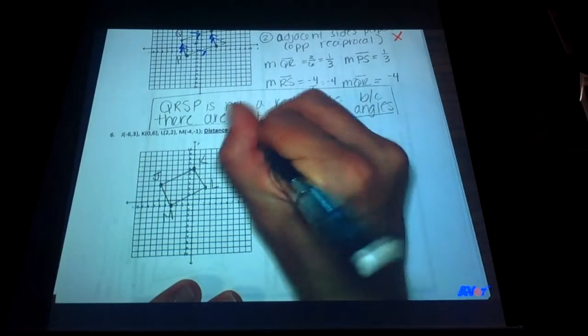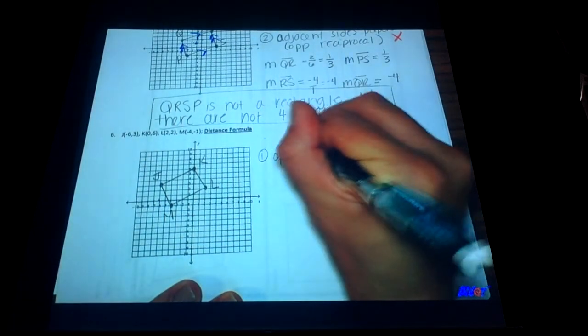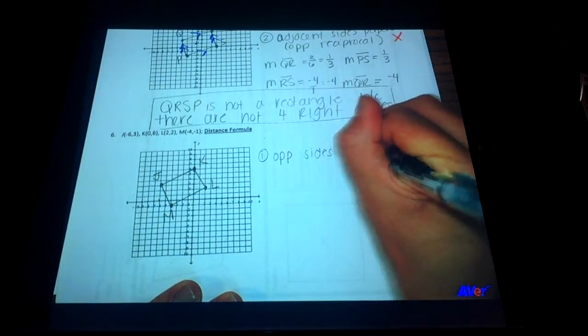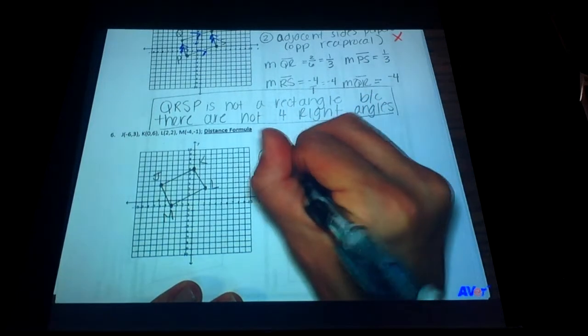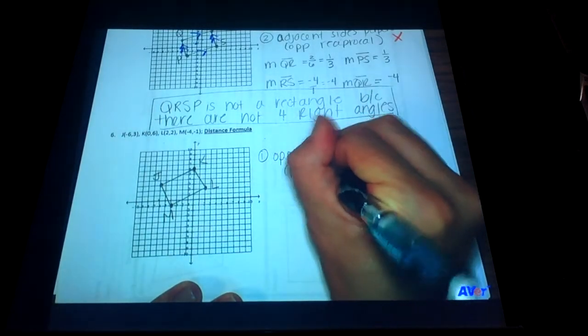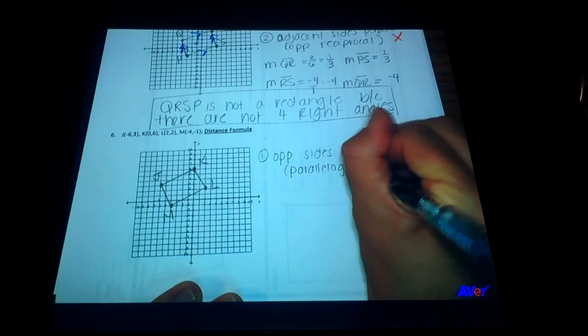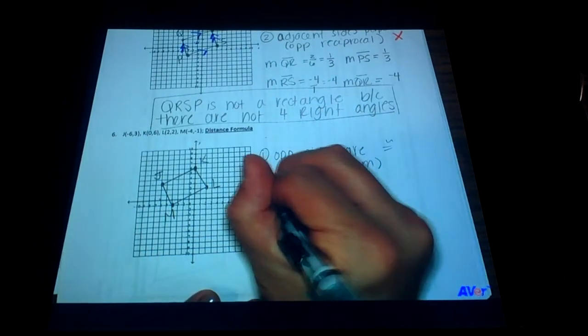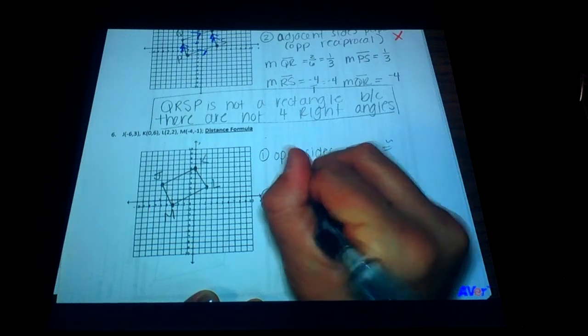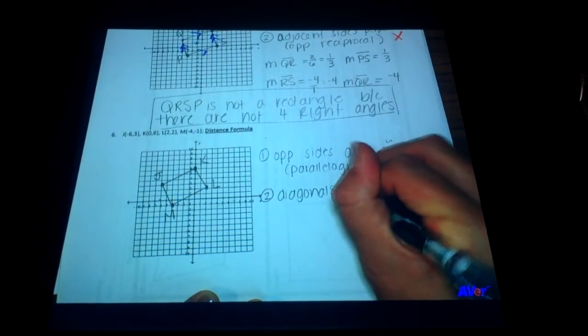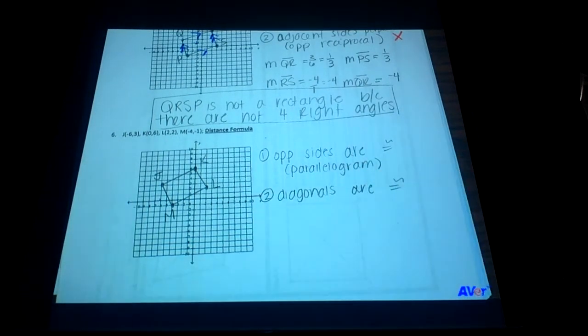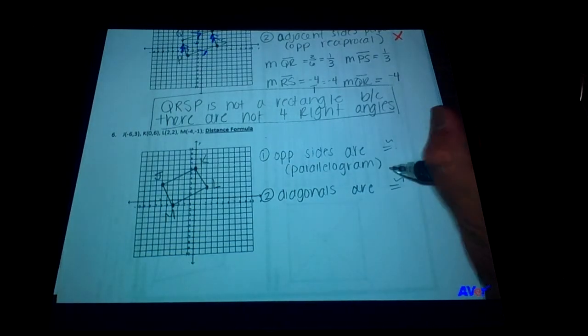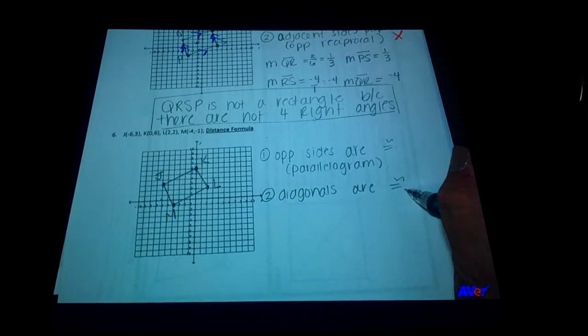So the first thing we need to check is that opposite sides are congruent. That would give me a parallelogram. And the next thing I'm going to check is whether or not my diagonals are congruent, because that's a property that is specific to the rectangle. If the opposite sides are congruent, that would give me a parallelogram. And if the diagonals are congruent, that would confirm that I have a rectangle.